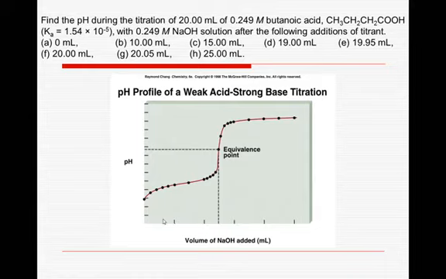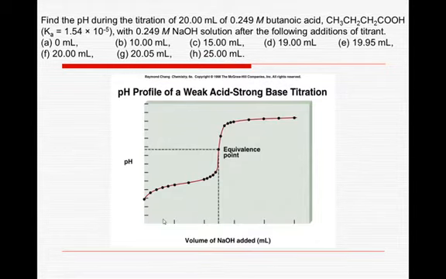This video is a little overview of this titration problem in which we're going to calculate the pH at various points along a titration between butanoic acid and sodium hydroxide. I just want to show you and talk a little bit about how the pH changes as you add more and more sodium hydroxide.